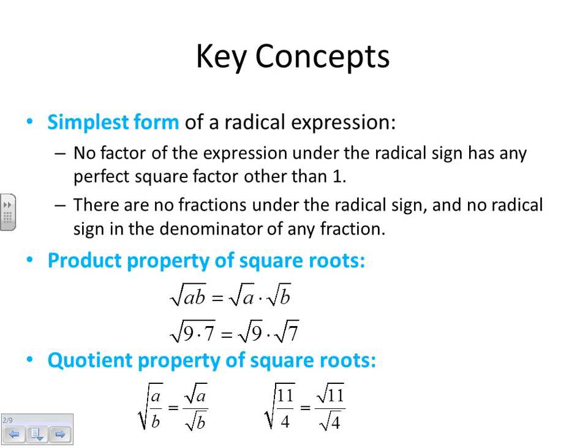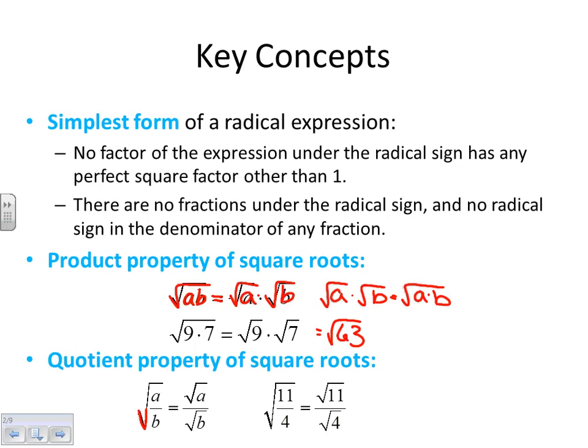Then we've got the product property of square roots and the quotient property of square roots. The product property says that I can have the square root of a product, a times b, let's say, and split this up into the square root of a times the square root of b. Similarly, I can have the square root of a times the square root of b, which is the same thing as saying the square root of a times b. In numbers, the square root of 9 times 7 is the same thing as saying the square root of 9 times the square root of 7. Or the square root of 9 times the square root of 7 is the same thing as saying the square root of 63.